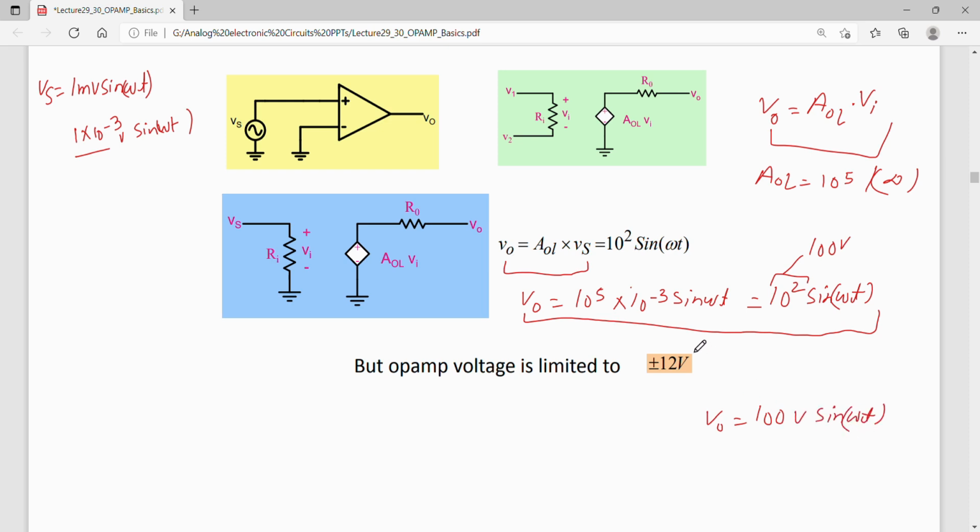So is it possible, when we are saying that we are only applying plus minus VCC of plus 12 volts and minus 12 volts? Is it possible? Because op-amp voltage is limited to only plus minus VCC. So that means we cannot amplify this signal to 100 volts. Then how do we amplify this signal? Because open loop gain is 10 to the power 5, large. So how do I utilize this op-amp for amplifying this signal? The output cannot be 100 volts. It will be saturated to plus minus 12 volts.